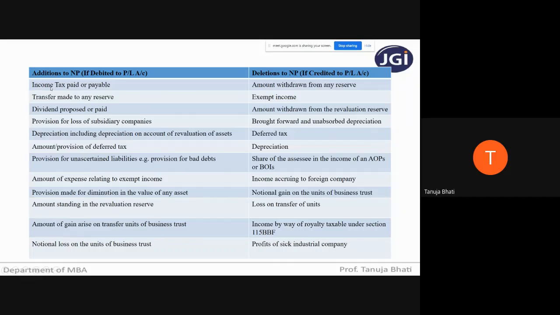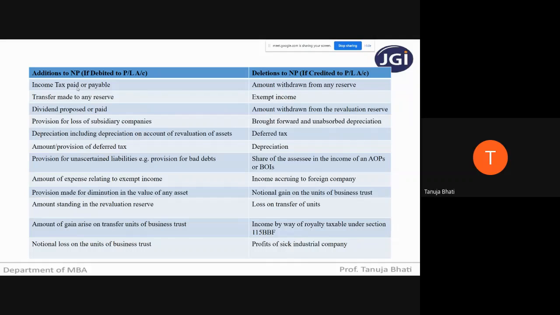So what is the first thing that you have to add back? Income tax paid or payable. Students, if income tax is paid or payable, or even if there is a provision for income tax, you have to add it back to the net profit. Now, what all does income tax include, students? Income tax may include your surcharge, your health and education cess, and if there is a dividend distribution cess.